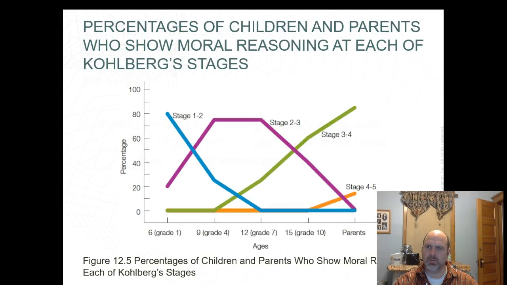Next, this is figure 12.5, and it also shows percentages of children and parents who show moral reasoning at each of Kohlberg's stages. And notice stage 4 and 5, very few people make it past that, make it to that level.